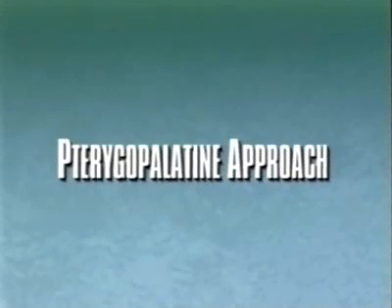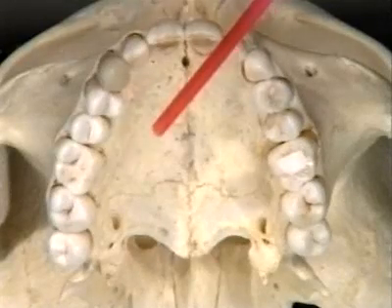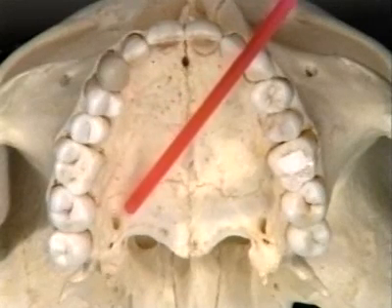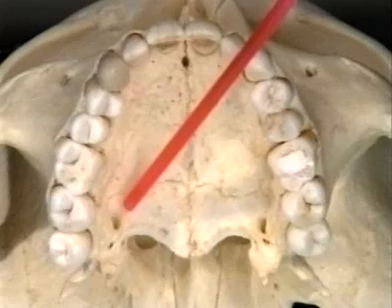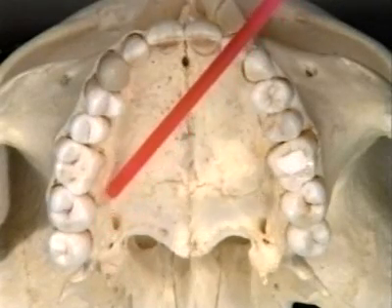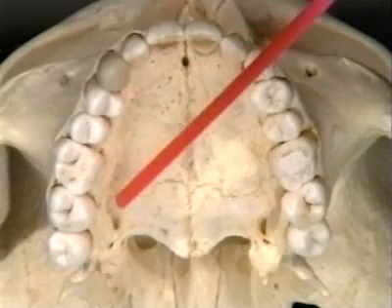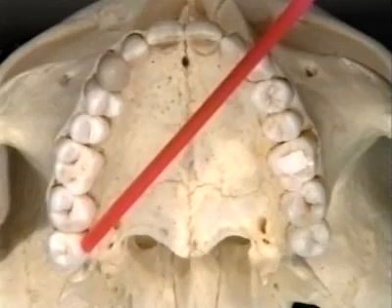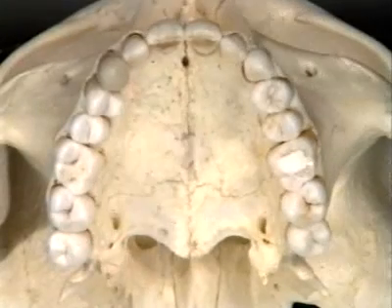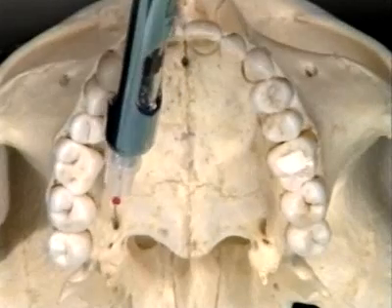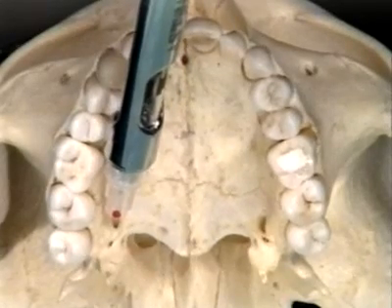The pterygopalatine approach to the maxillary nerve block uses the greater palatine foramen as the insertion point and the pterygopalatine canal to guide the needle to its target. The foramen is usually located adjacent to the alveolar bone, between the distal half of the second molar and the mesial half of the third molar. The pterygopalatine canal travels upward and backward to reach the pterygopalatine fossa.